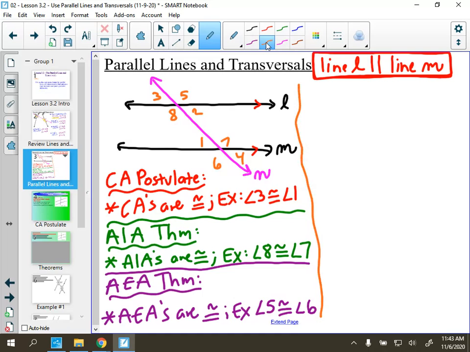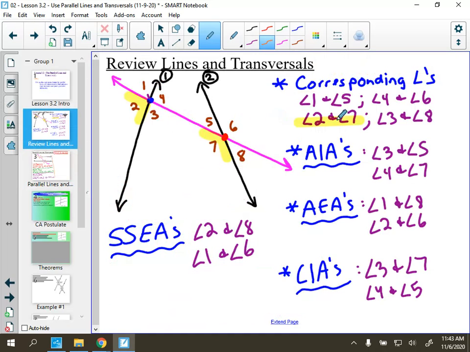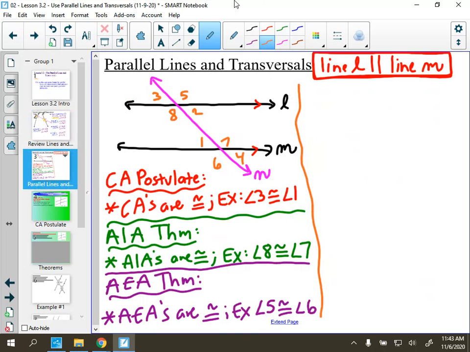What haven't we talked about yet? Let's go back to our list. We learned them in this order: corresponding, alternate interior, alternate exterior. Next one up is consecutive interior. Okay, cool. We can do that.